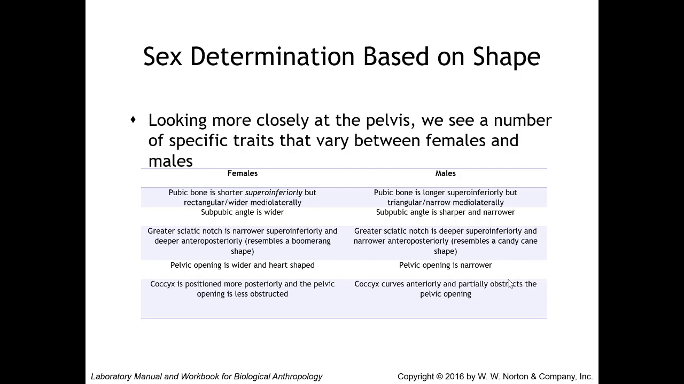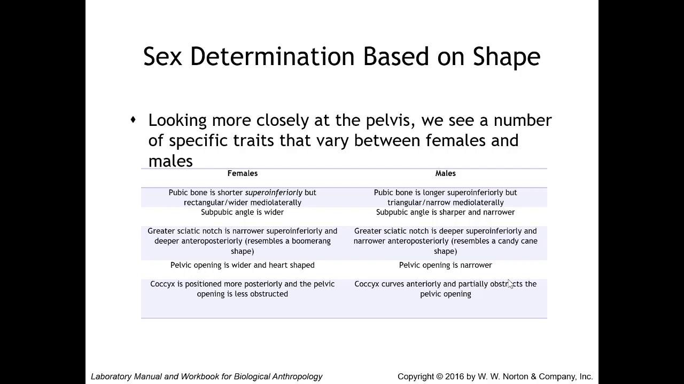So it is wider or more rectangular from side to side, right? In males, the pubic bone is longer supero-inferiorly, right, top to bottom, but triangular, narrow, mediolaterally, side to side. Our subpubic angle is wider in females, and it is sharper and narrower in males.